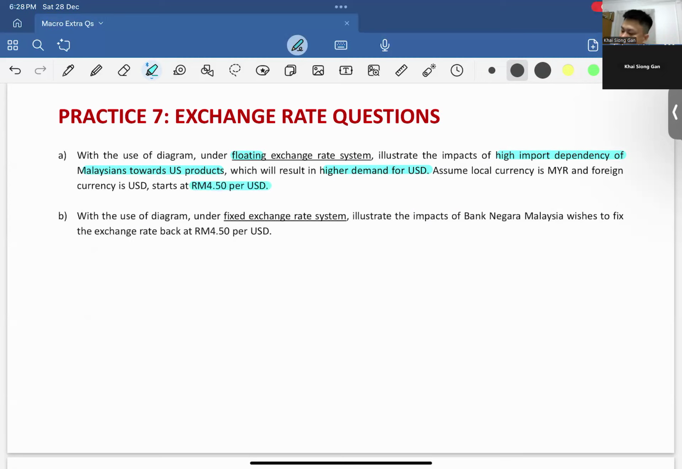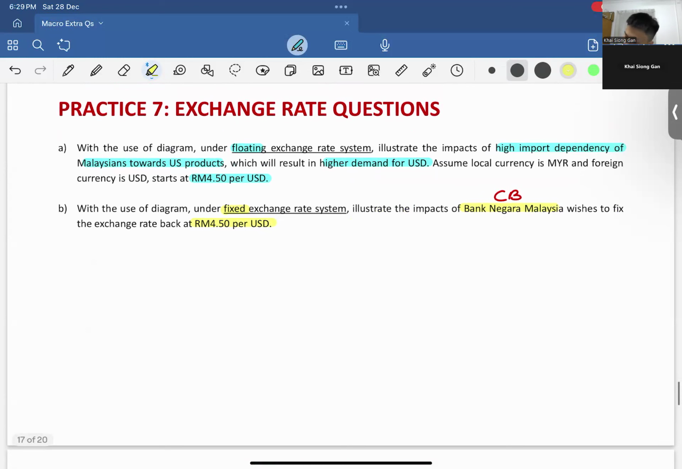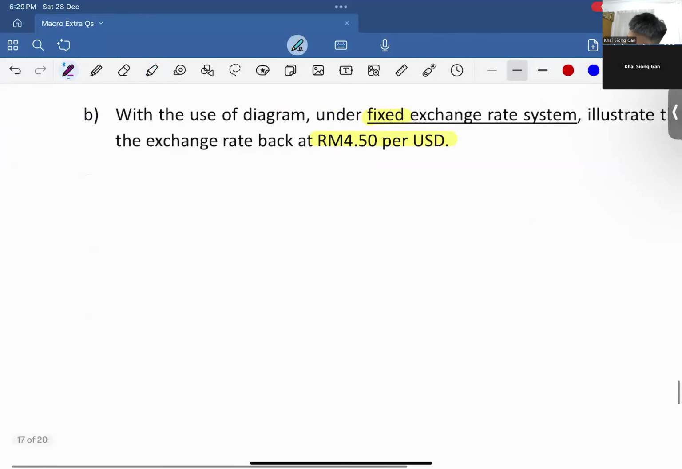Starting point like this. And then under fixed exchange rate system, what will be the impact if the central bank, Bank Negara Malaysia, wishes to fix the exchange rate back at this level? Now, I want to focus on graph drawing. The analysis you must write as detailed as possible, but today we focus on graph drawing. Okay, let's do question A first.